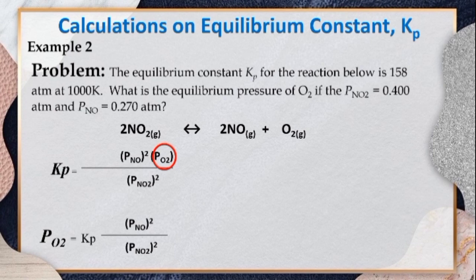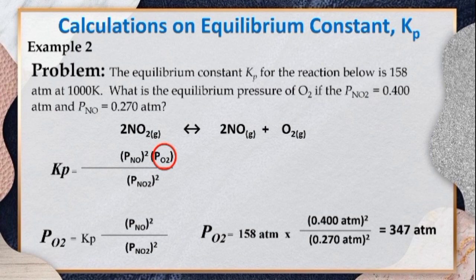Substituting the values, we have pressure O2 is equal to 158 atmosphere multiplied by 0.400 atmosphere raised to 2 divided by 0.270 atmosphere raised to 2, and we get 347 atmosphere.